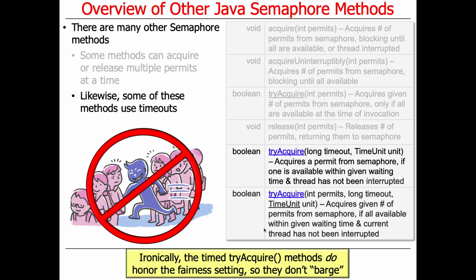And then there's also a couple of timed try-acquire methods. So these are non-blocking methods that honor the fairness setting. So they don't allow barging. So if you want to do a non-blocking acquire that will honor the setting and you don't want to wait at all, you can simply call try-acquire with a timeout value of 0. Again, I'm just mentioning this for completeness. It's not very common to do this, but it's in the API.